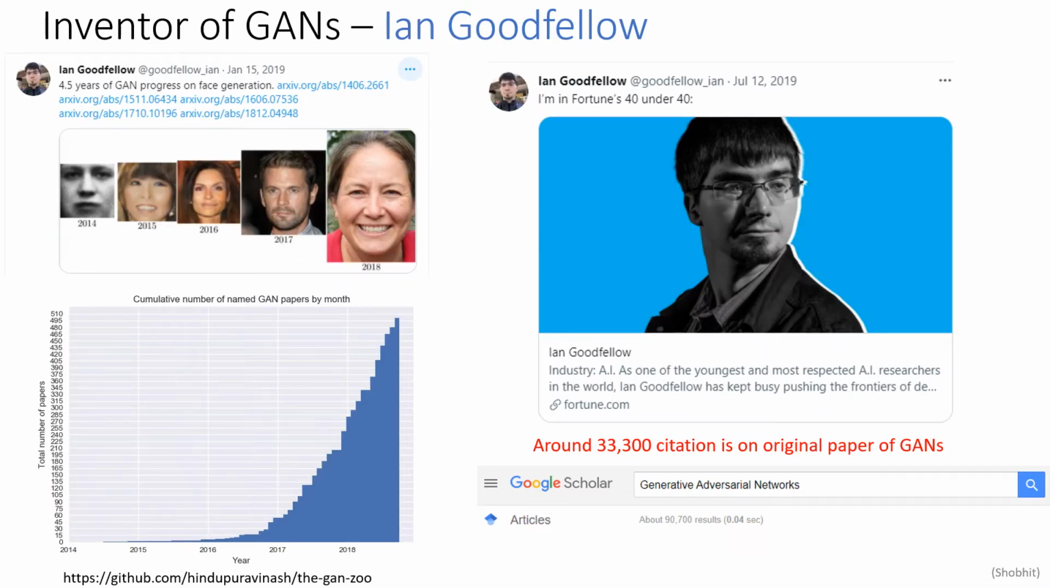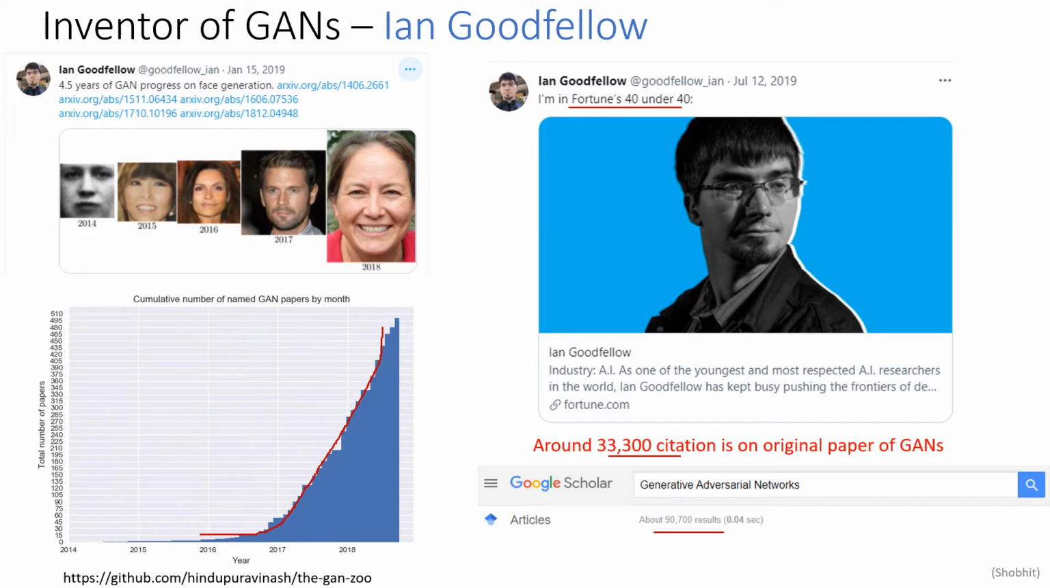The GAN was created by Ian Goodfellow. He is featured in Fortune 40 under 40. The popularity of GAN is such that when you search it on Google Scholar, it shows around 90,700 results. The original paper of the GANs has 33,300 citations. According to this curve, the number of papers published per month has increased exponentially.